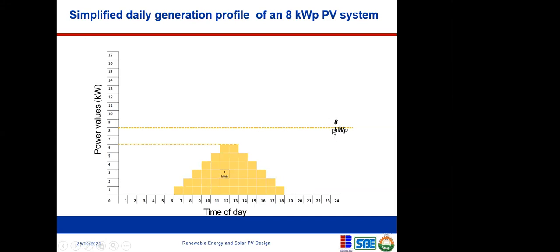But of course, you know that solar PV cannot give you 8 kilowatt peak because of performance ratio. We discussed performance ratio yesterday.